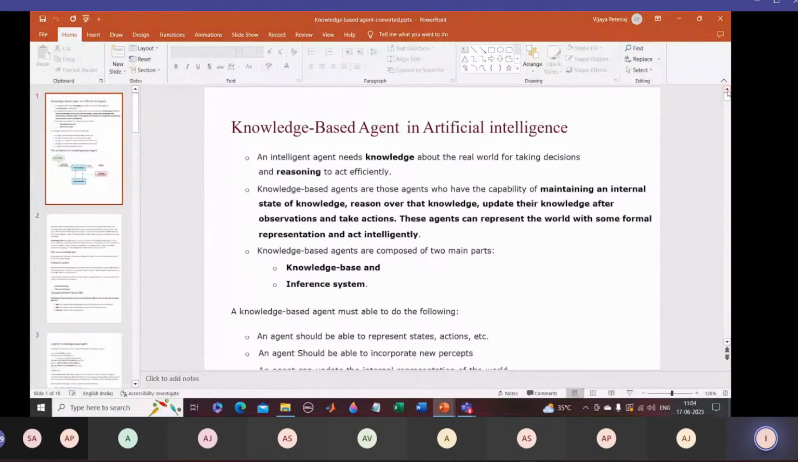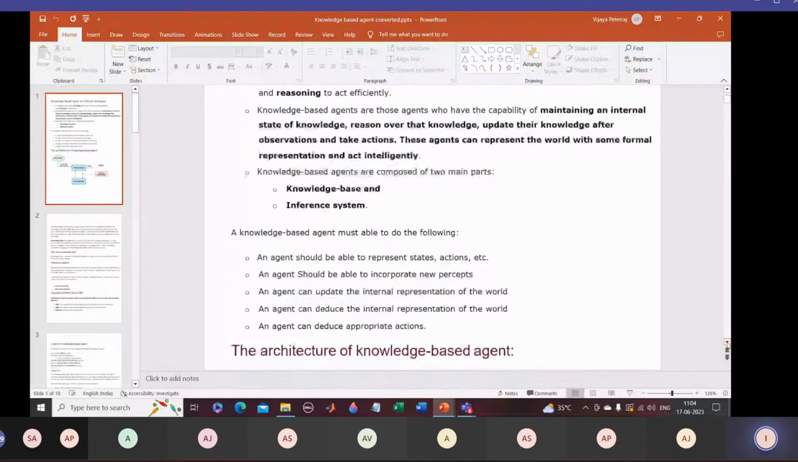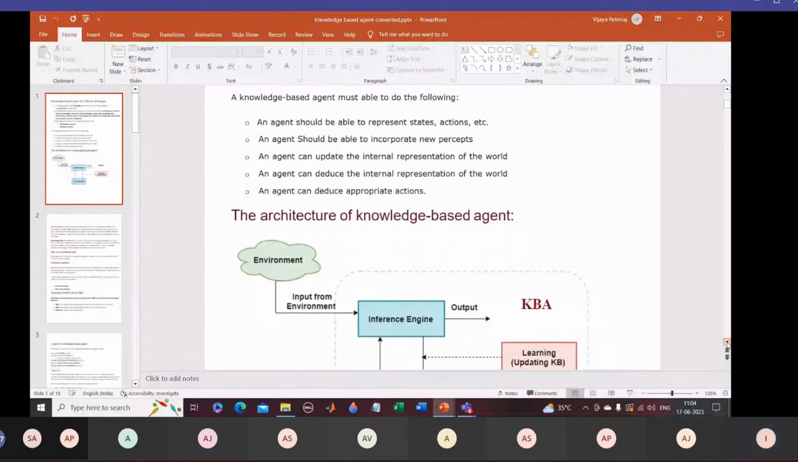Okay, there are two main parts in this. One is the knowledge base and the other one is the inference system. So what should a knowledge-based agent be able to do? Represent the state, actions, etc. They have to incorporate new percepts and update the internal representation of the world, and they can deduce the internal representation of the world and deduce some appropriate actions. So this is the architecture of your knowledge-based agent.